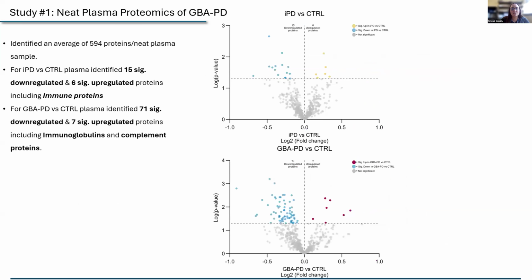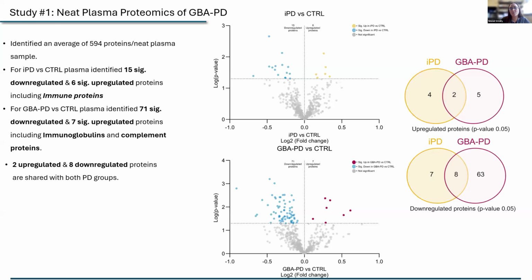The first thing I did was look at the overall proteome differences in the plasma between the IPD patients and the controls. We identified 15 significantly downregulated and 6 significantly upregulated proteins, including proteins involved in immunity. For the GBA-PD samples, we identified even more significantly dysregulated proteins, with 71 downregulated proteins and 7 upregulated proteins. A lot of these involved immunoglobulins, and also some complement proteins were dysregulated in this group.